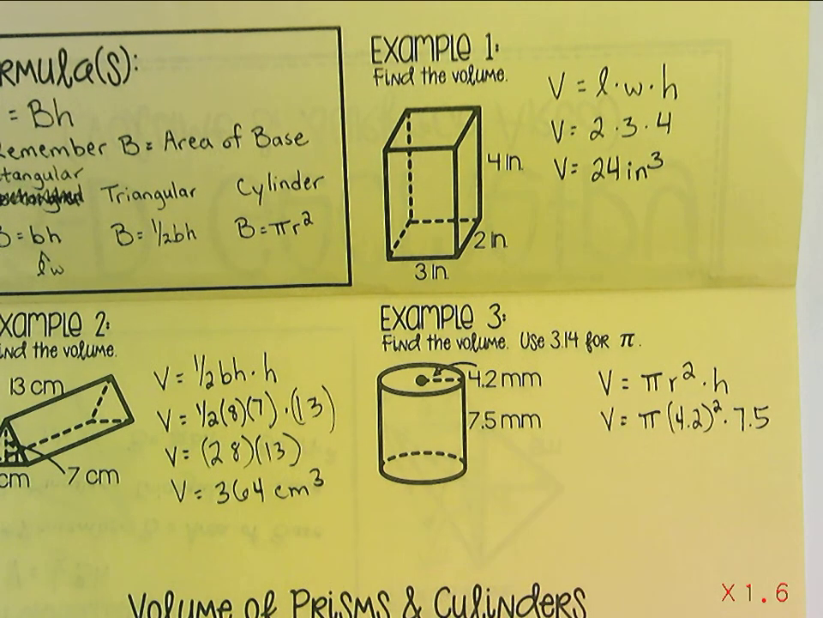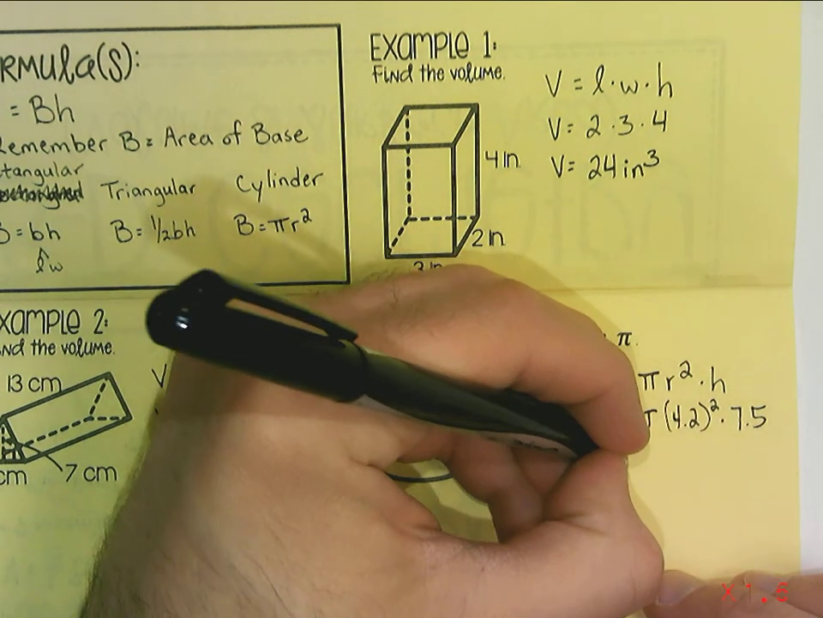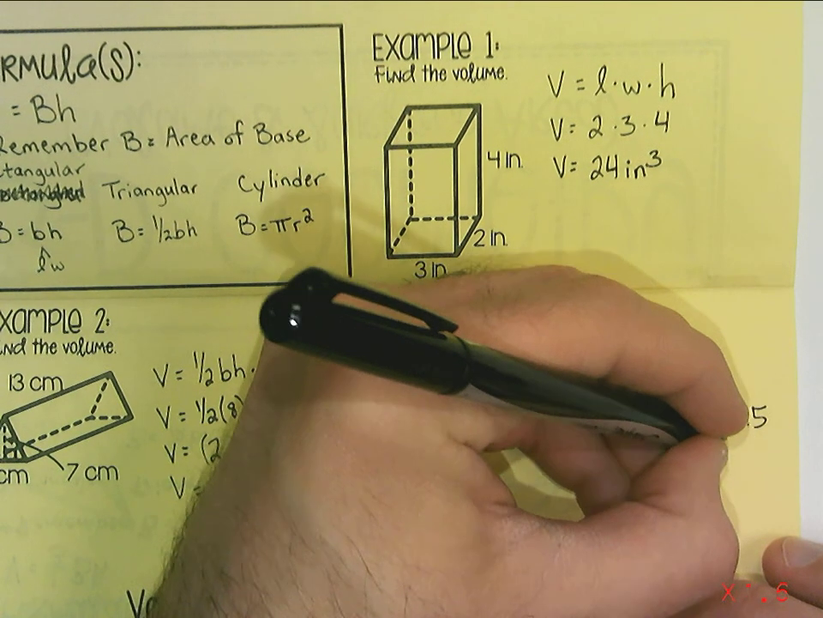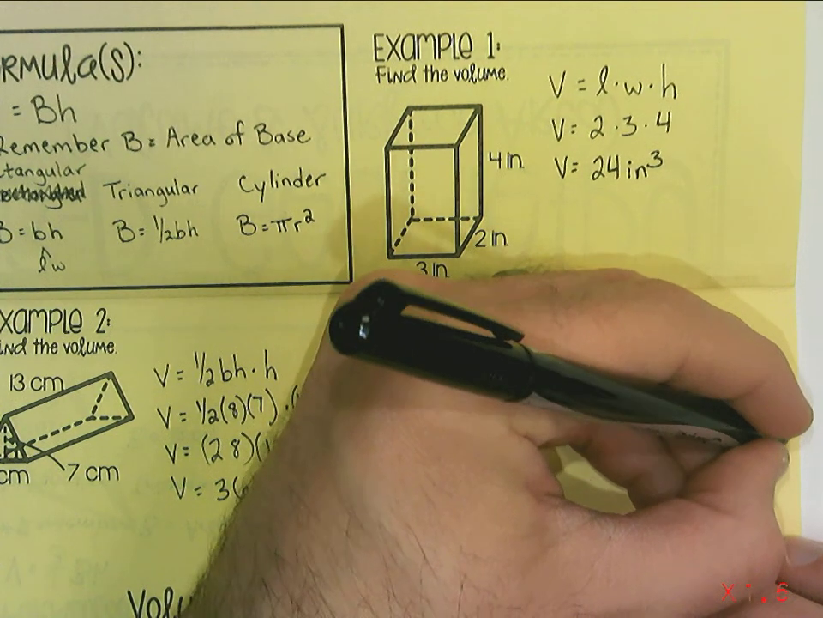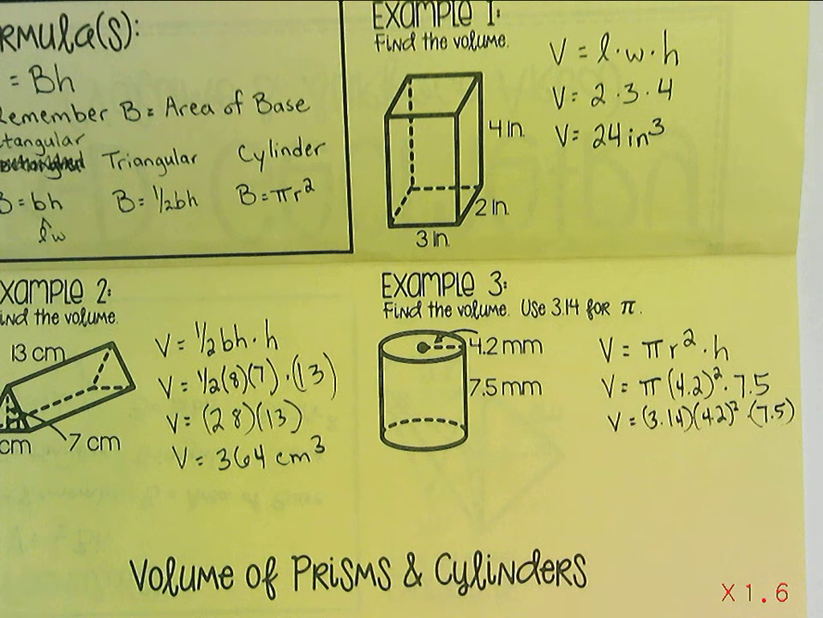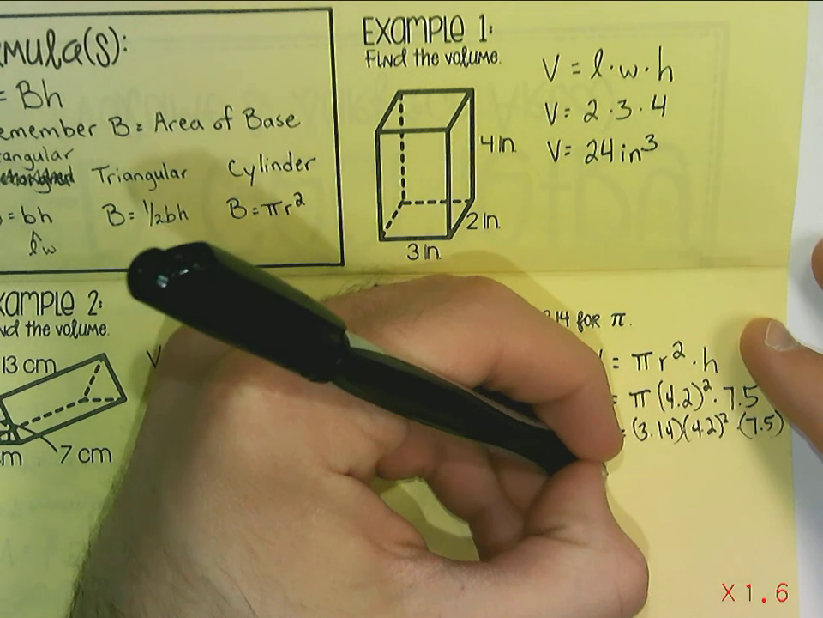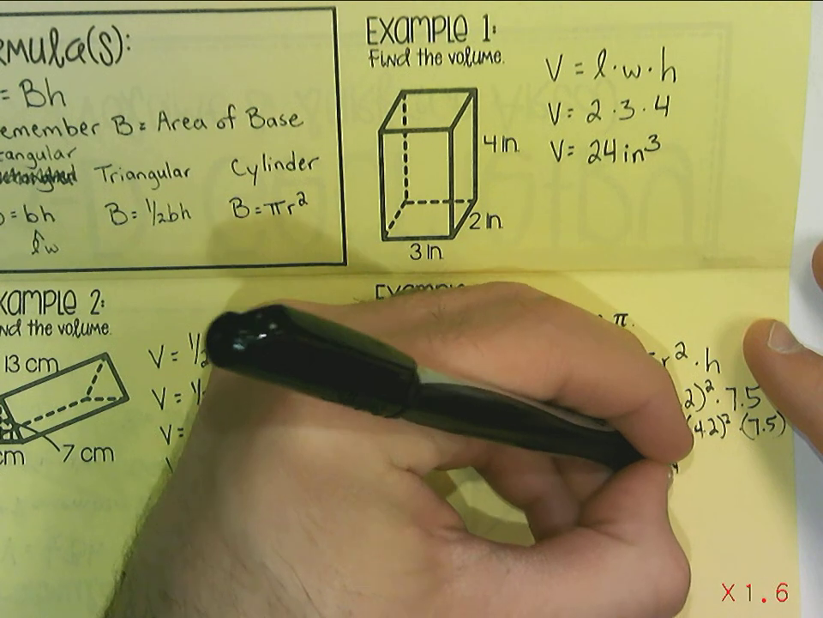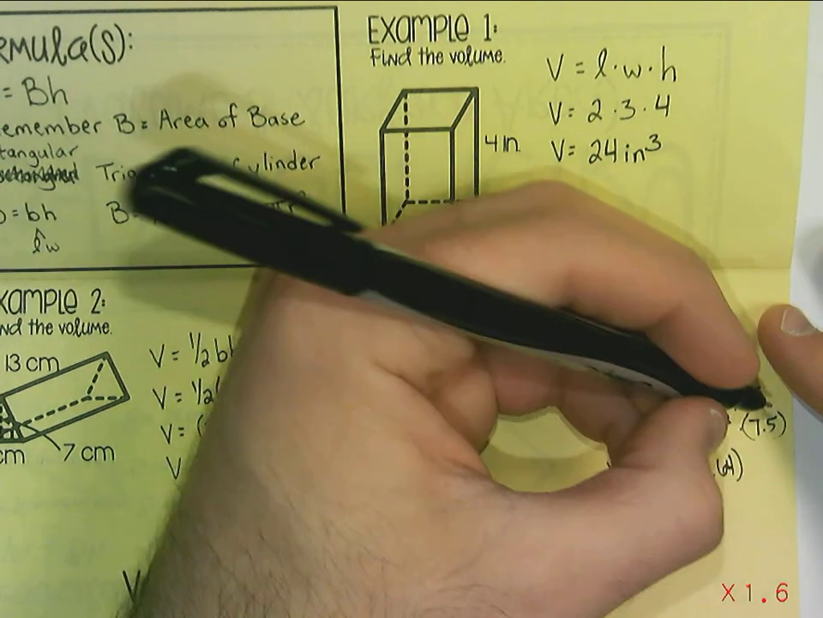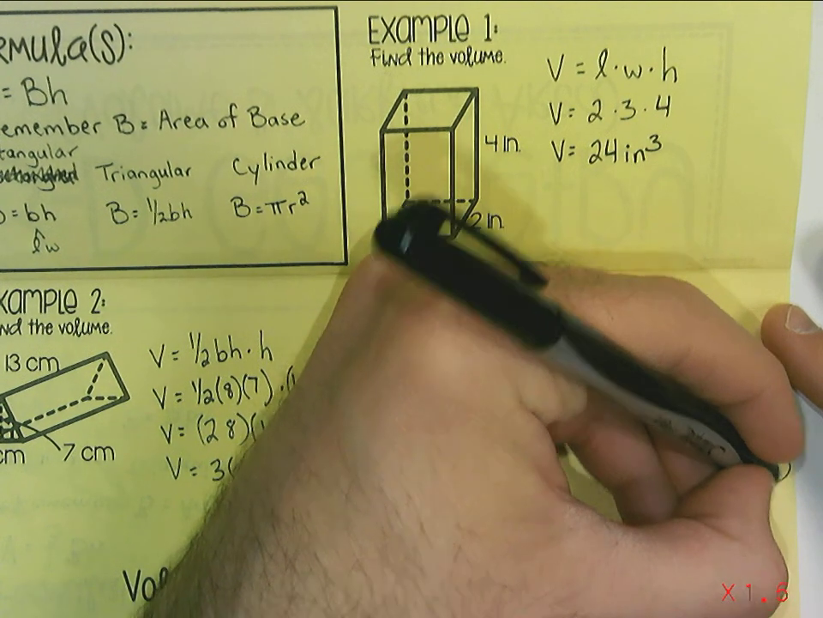Now it says here use 3.14 for pi, so I'm just going to rewrite this again. 3.14 times 4.2 squared times 7.5. Order of operations matters here. We're going to have to do this 4.2 squared first, so let's go ahead and do that. So that's 17.64. So 3.14 times 17.64 and times 7.5.